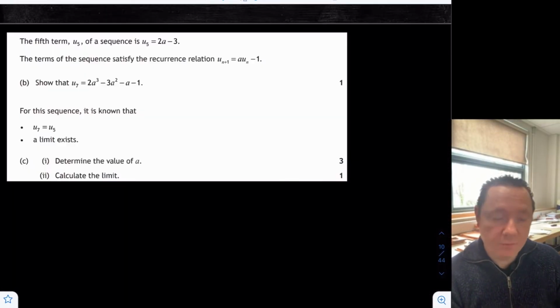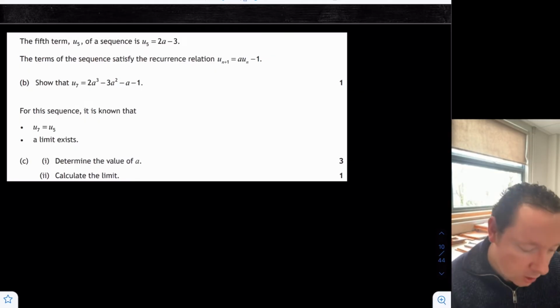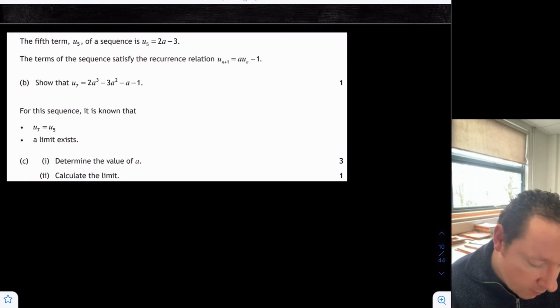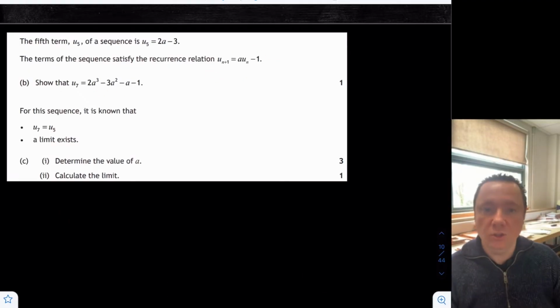Okay, part B of this question is a sequence question, so you can skip ahead if you're just wanting to revise polynomials at the moment. But for the sake of completeness, I'll finish the whole question. It says the fifth term of a sequence is given by u5 equals 2a minus 3, and it satisfies this recurrence relationship. Show that u7 is that. So we just need to go up to u6, then u7.